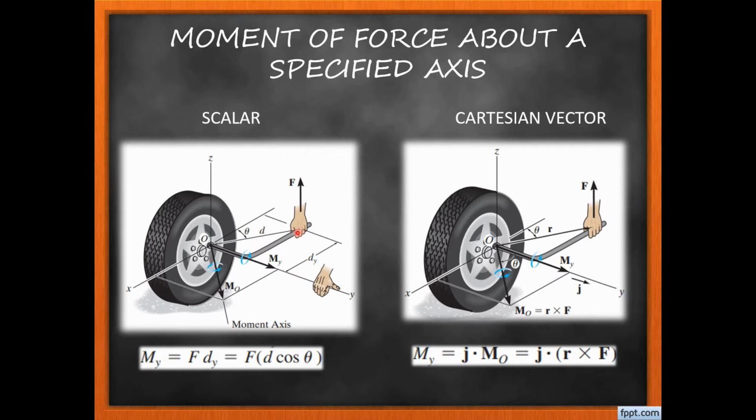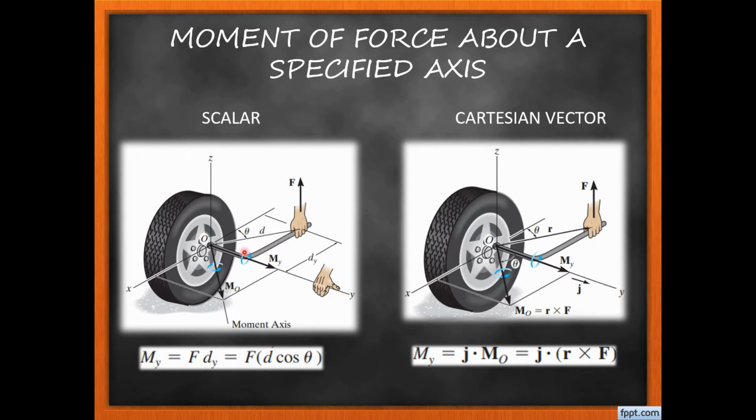And halimbawa naman, kung gusto nating kunin yung moment ng force na to along x-axis, ang mangyayari sa atin, ito yung ating force, ito yung magiging perpendicular distance natin. So dito sa figure na to, masyadong simplified, mas madaling ma-analyze. Pero minsan yung situation ay mas mahirap compared dito sa figure na to. So doon pumapasok yung method natin about Cartesian vector formulation.